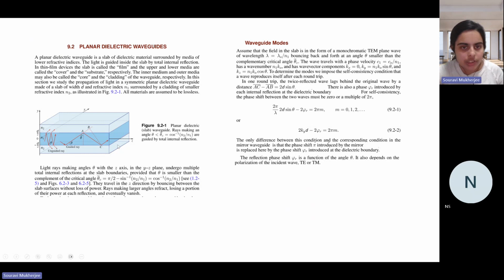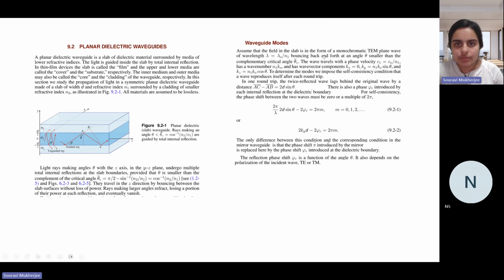Okay, so this is how the complement of the critical angle is related to the dielectric constants of the different mediums of the core and the cladding. Okay, now let us look at the waveguide modes.